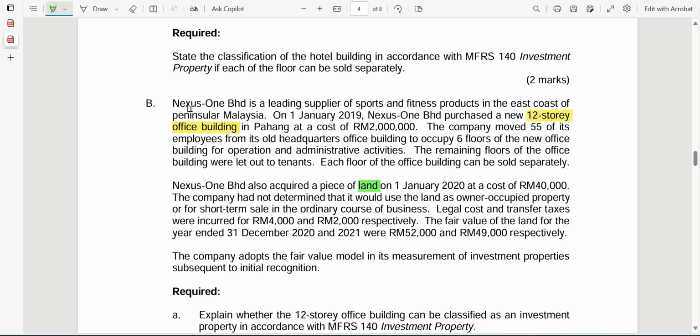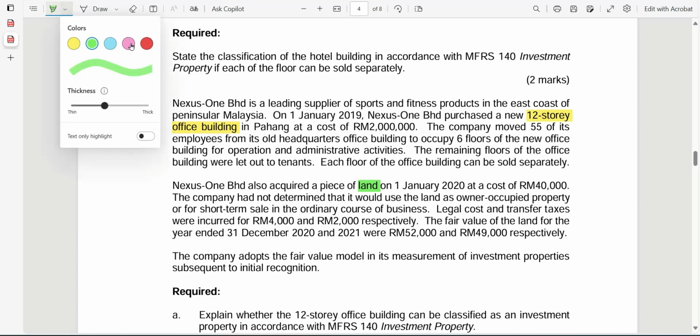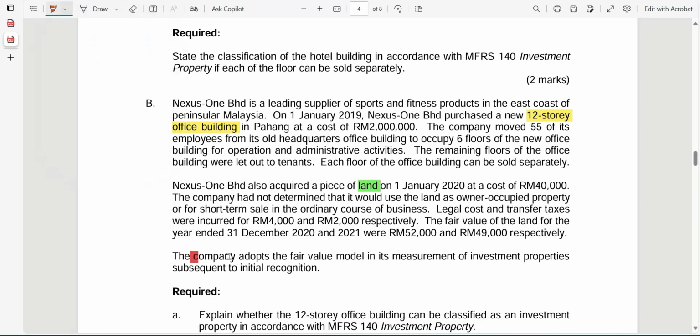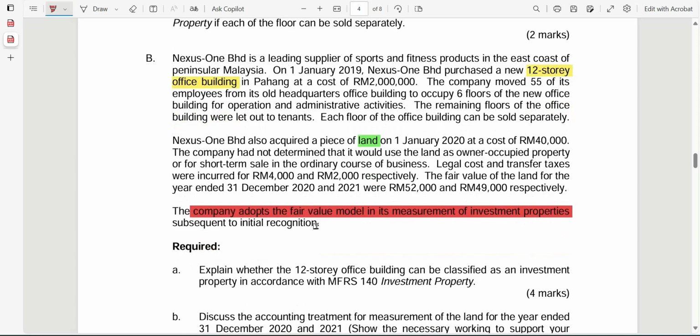So what I will do is I will start doing A first, then I will proceed with B. And for your information, you are informed one important statement here, where the company adopts the fair value model for the measurement of investment property. And if land is measured using the fair value model, the building also must be measured using the fair value model. So under the fair value model, there is no depreciation, and the investment property will be remeasured to fair value at each reporting date, or when it is deemed necessary.